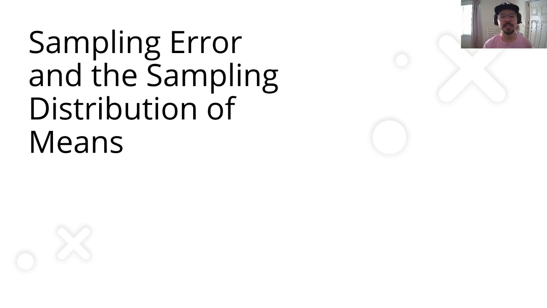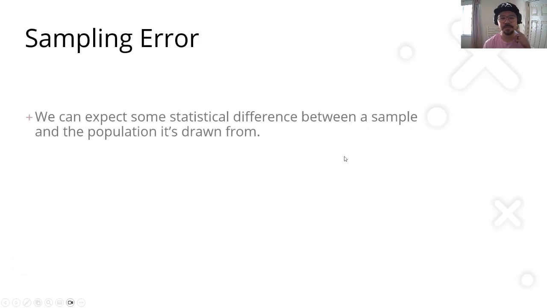All right. So let's discuss sampling error and the sampling distribution of means. To begin with sampling error, we can expect some statistical difference between a sample and the population it's drawn from. In one of the previous videos, I mentioned the idea of me wanting to understand the population of community college students in the United States. And I described how the bigger our sample, the better estimate that we can have that our sample is actually representative of the population. Now, what this means is that any sample that we draw is going to be statistically different from the population that it comes from.